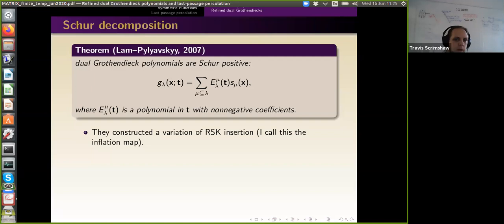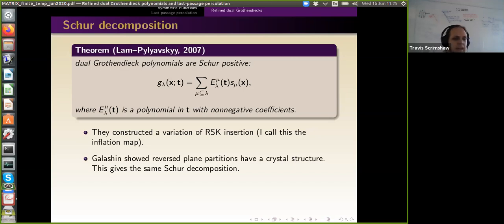And how Lamb and Pielowski proved this is they did a variation of RSK, which I've been calling the inflation map, because you're taking a smaller semi-standard tableau of shape mu that fits inside lambda, and you're just inflating it until you get to a shape lambda, and you're recording kind of the positions where you do this.